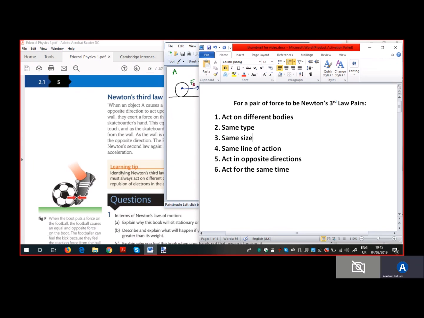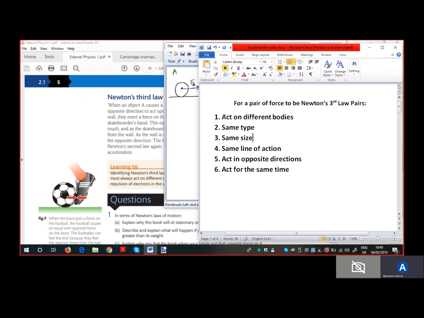Now even here, this is also a Newton's third law pair. When the boy kicks the ball, the contact force exerted. Okay, first we'll examine each one of these. So you can see here, this is a Newton's third law pair. How do we identify whether it's a Newton's third law pair? If it meets these 6 criteria.